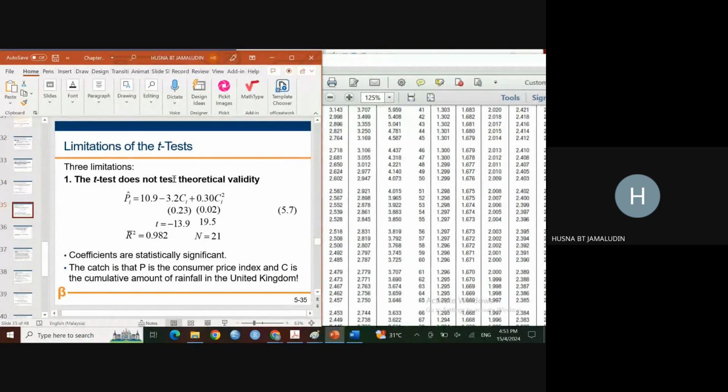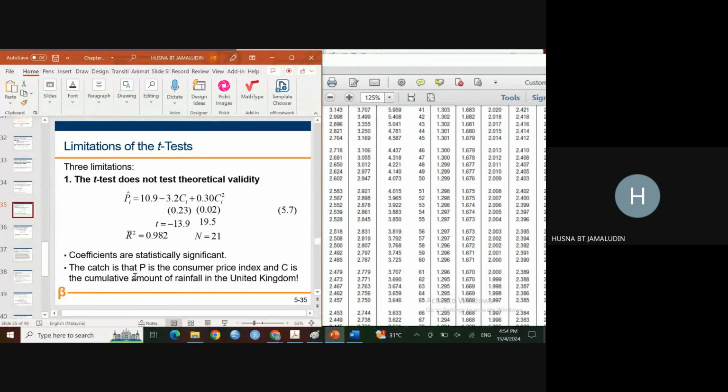Limitations of the t-test. Of course, every test is going to have some limitations. First, the t-test does not test theoretical validity. Remember, you will never test whether the theory is correct or not. You just want to confirm based on your sample, does it confirm the theory that you have learned? So in this case, you can see that the coefficients are statistically significant if you compute the t-value and compare with the CV.